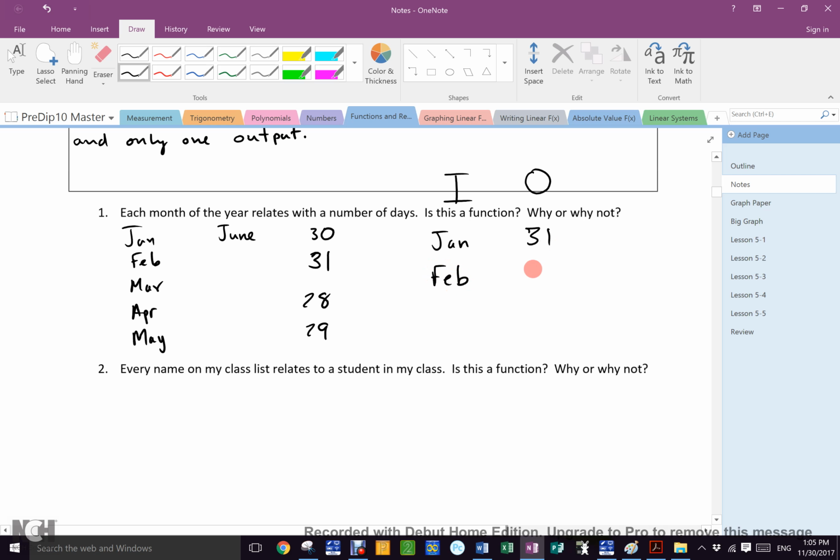February. What are the options for February? It could be 28 or 29. When I input February, how many outputs do I get? 2. So is it a function? No. So right there, that makes it a relation. But let's pretend oddball February is out of there.